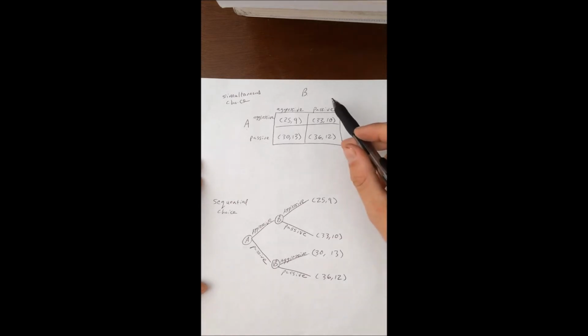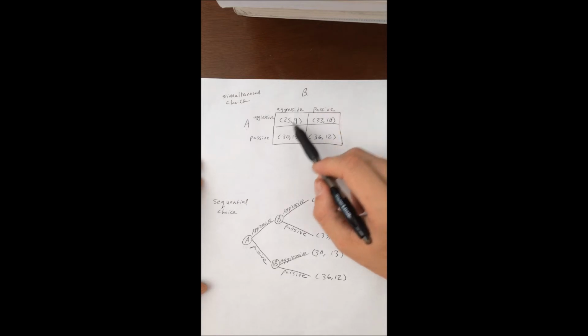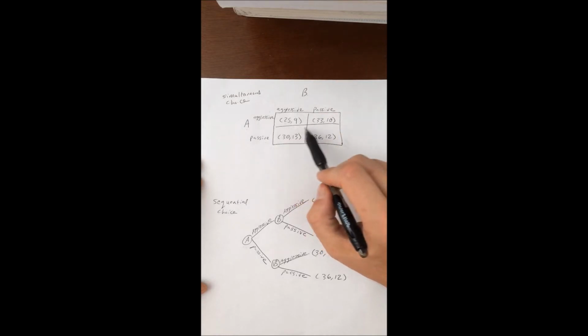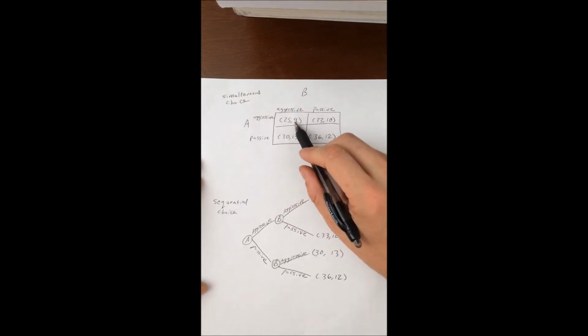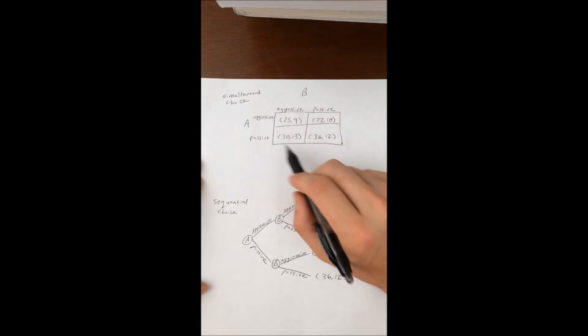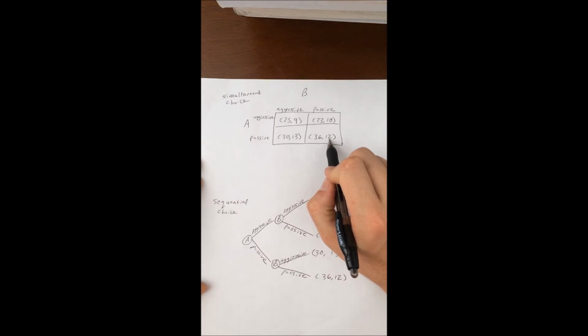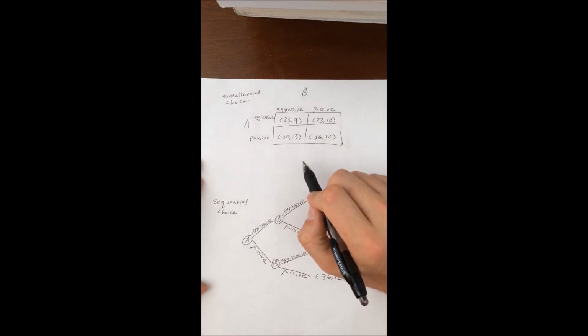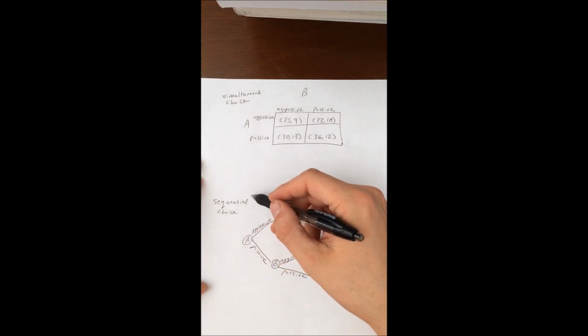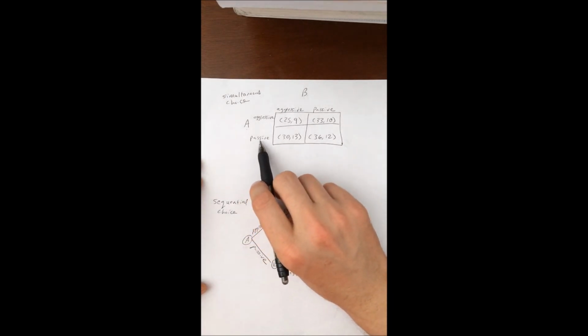Okay, now let's switch over and look at the situation from B's standpoint. If A is aggressive, it's best for B to be passive because 10 is greater than 9. But if A is passive, it's best for B to be aggressive because 13 is better than 12. So it depends on what A does as to what B should do. B doesn't have a dominant strategy. But going back, we know that A has a dominant strategy in passive.